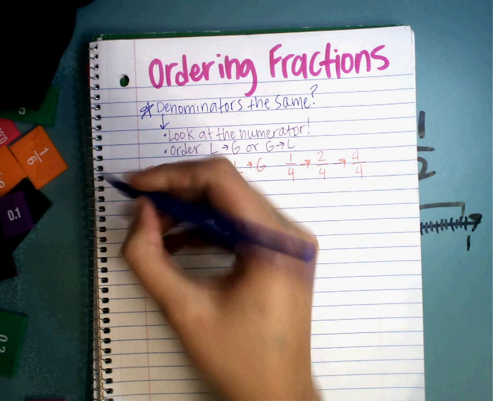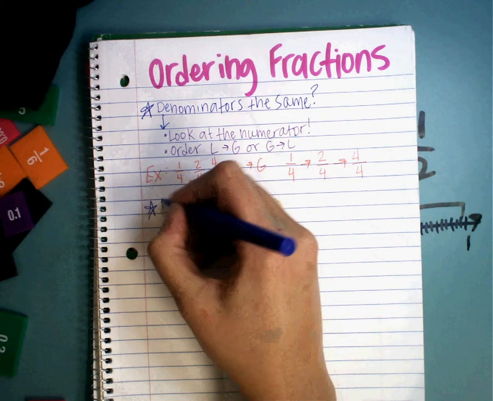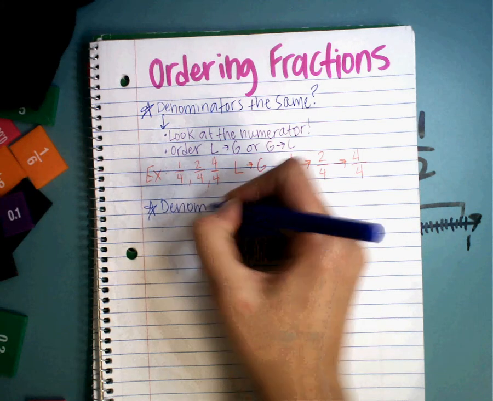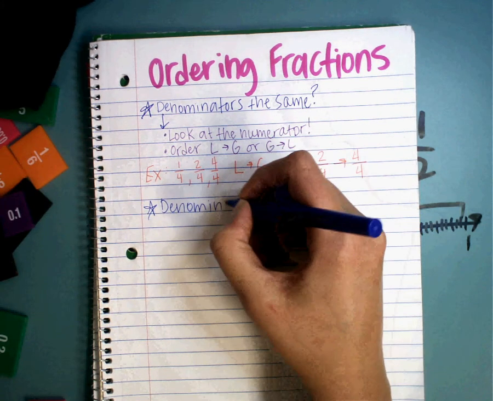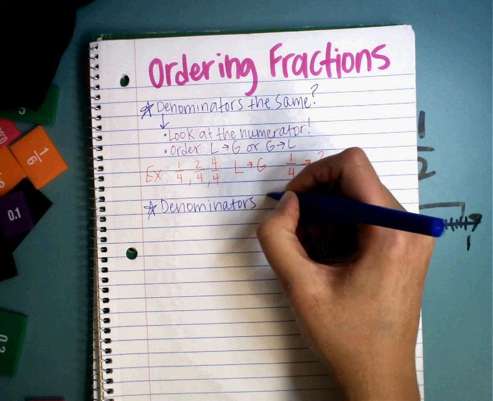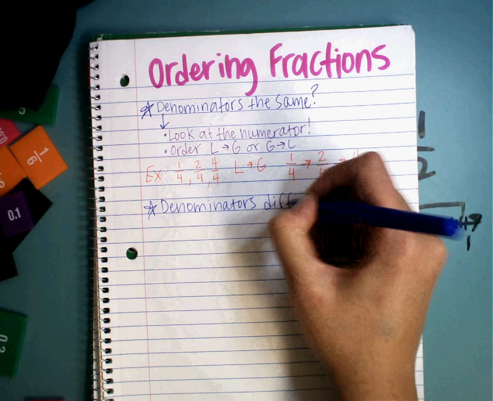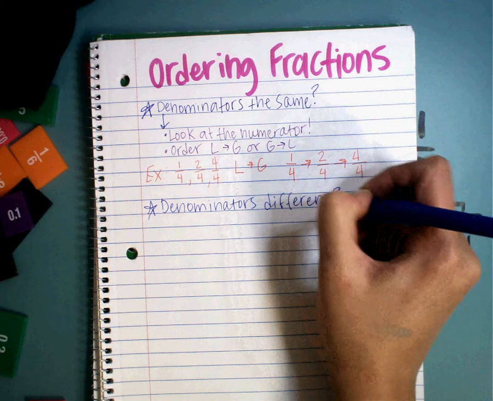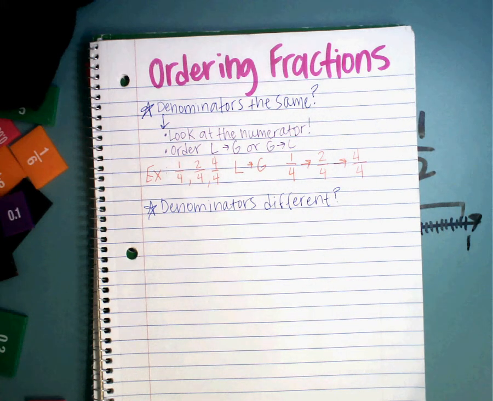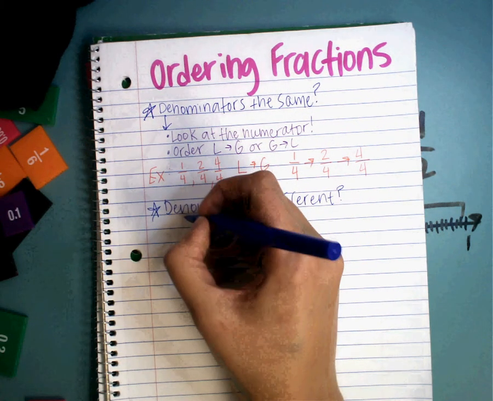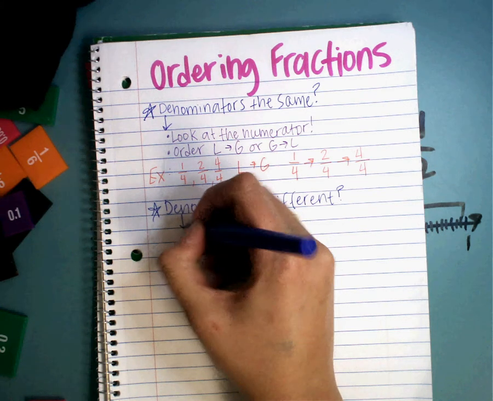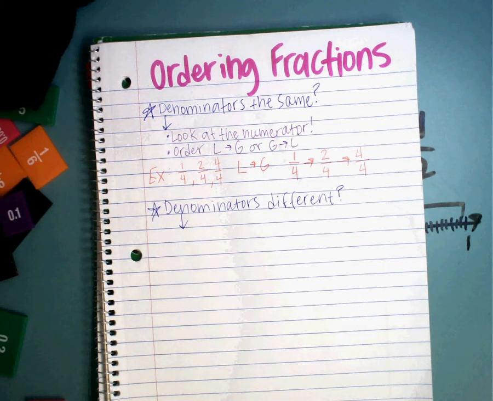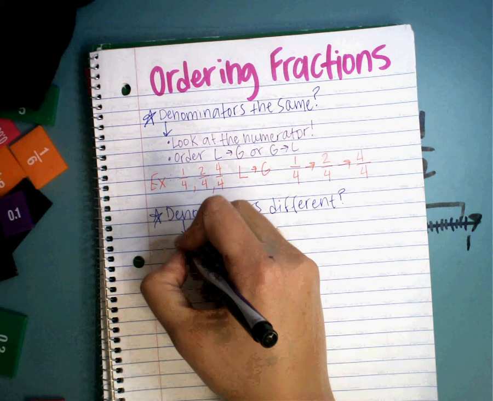Option 2, denominators different. Are the denominators different? If that's the case, we've got a couple more steps to look at. If the denominators are different, you're going to have to find a common denominator.